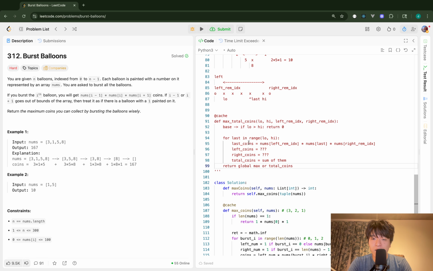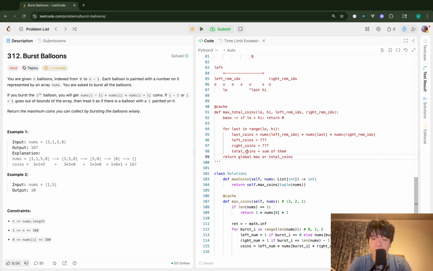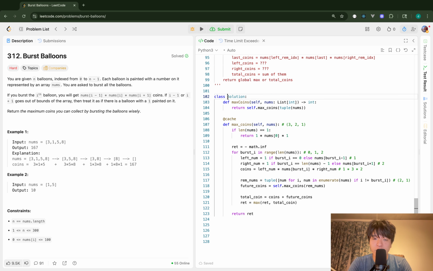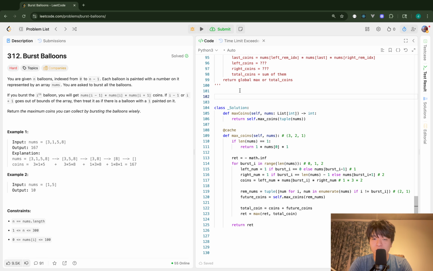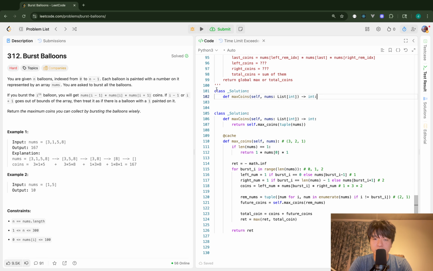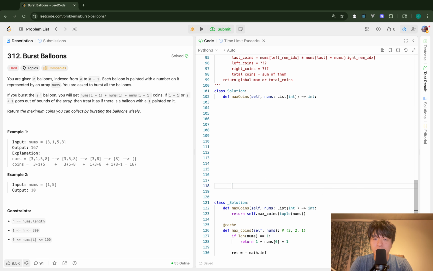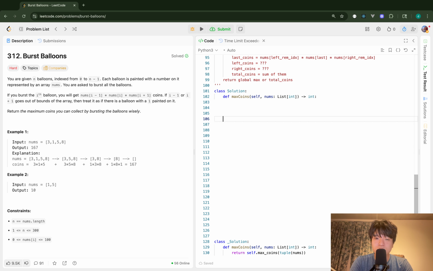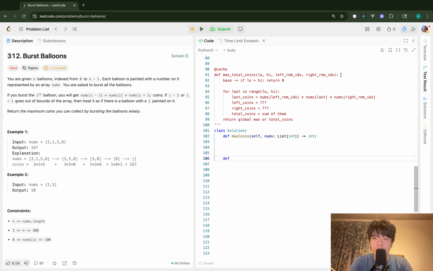So let me implement the code, even though I've almost implemented the code in a bit sloppy manner. Okay. So firstly, I will use this as the recursive function method. And in the end, I will return max total coins in the given range. I mean, in the whole range.